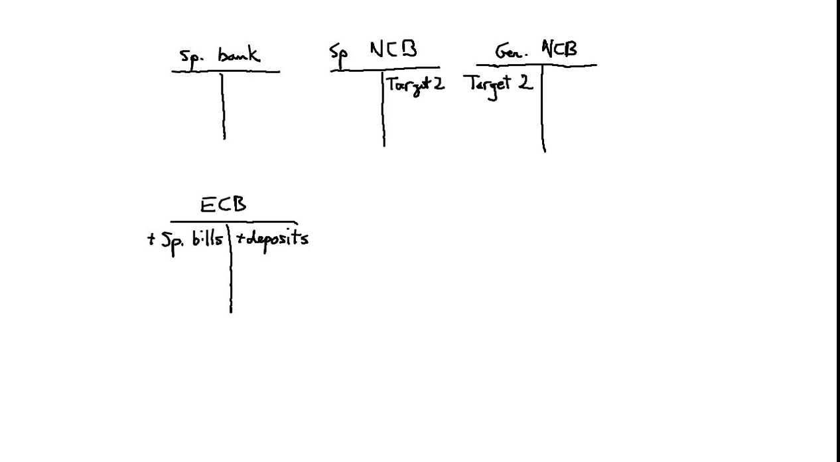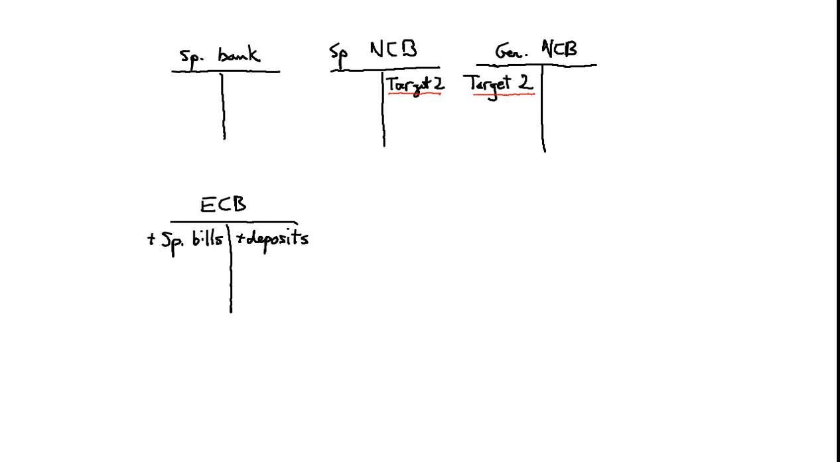So the purpose of this little video is to suggest a possible connection between the Target 2 imbalances and the proposed outright monetary transactions that Draghi has in mind here. I'm showing here the Target 2 balances with the Spanish National Central Bank being a deficit National Central Bank and the German National Central Bank being a surplus.